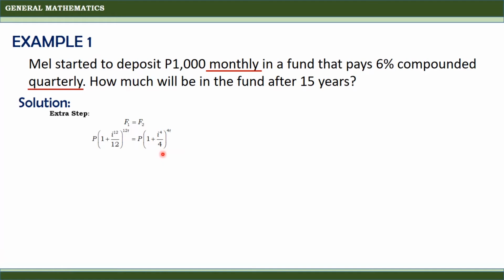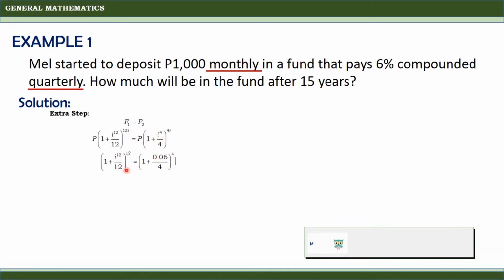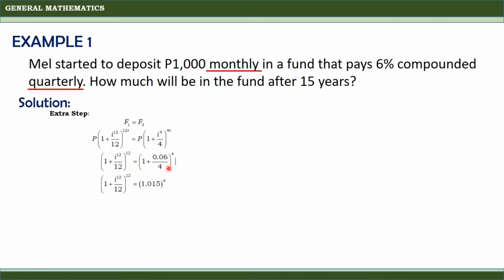Since we have P on both sides of the equation, we may cancel it. And remember, since the interest is 6% compounded quarterly, we will be substituting 0.06 for i^(4). So we will have (1 + i^(12)/12)^12 equals (1 + 0.06/4)^4. Next, let us simplify 1 plus 0.06 divided by 4, which will give us 1.015.